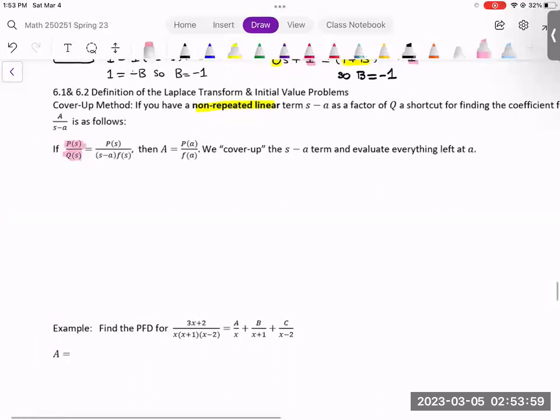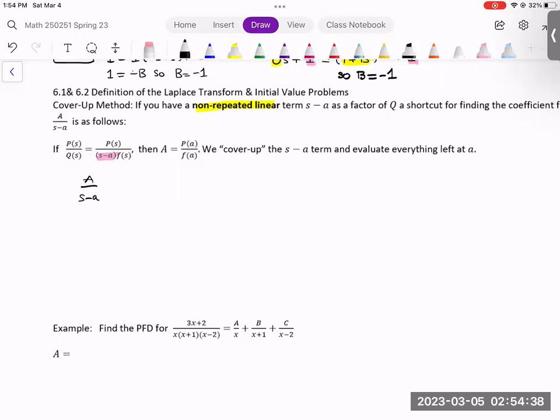Okay. So the idea is we're starting with this sort of rational expression P of S over Q of S. And we're going to have some factor S minus A that is non-repeated. So it only shows up once and it needs to be linear. So we know that because it's only showing up once, the format of this term in the partial fraction decomposition is going to be some unknown over S minus A. And so this is a formula for finding that unknown A.